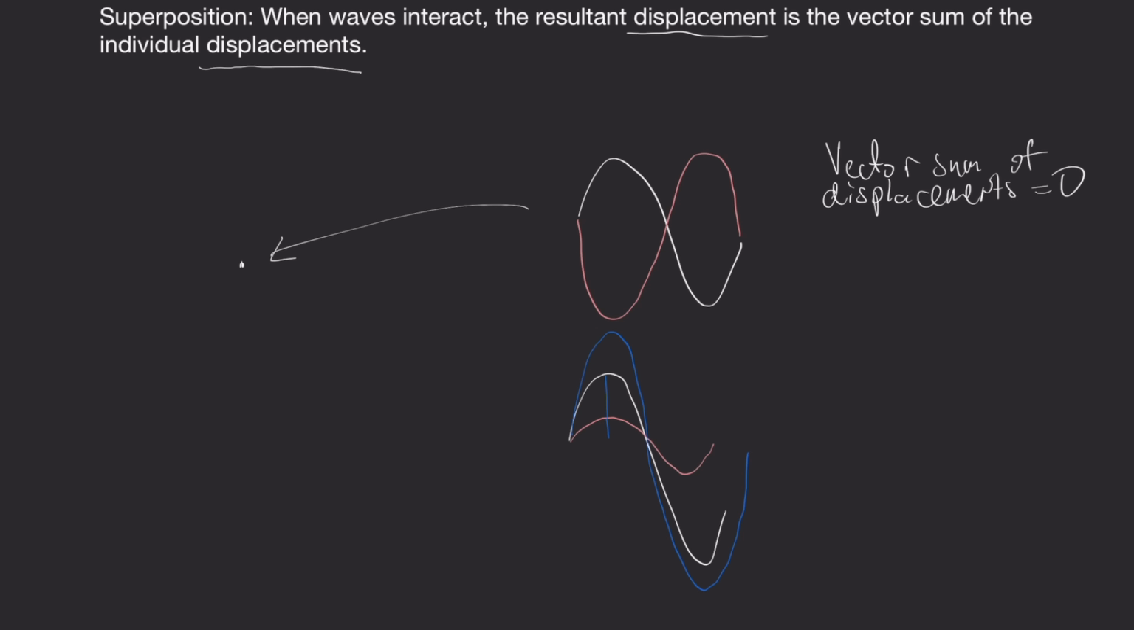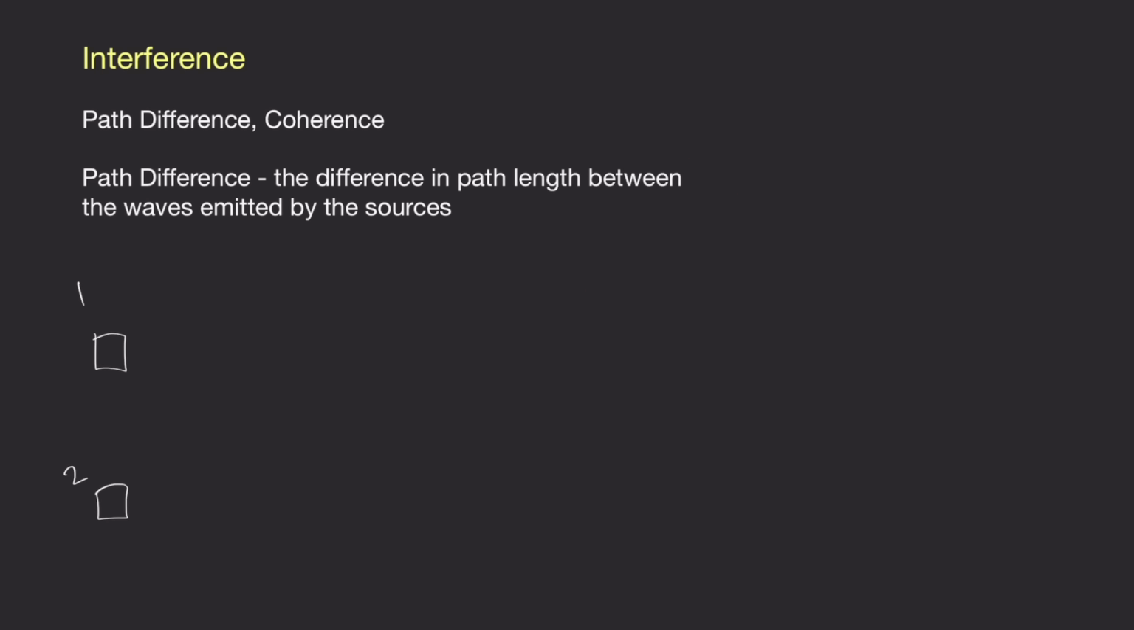Roughly speaking, of course. Moving on to interference, we first need to consider a couple of really important terms. We're going to start off with path difference. Path difference is defined as the difference in path lengths traveled by the waves that have been emitted by the sources. So what do I mean by that?